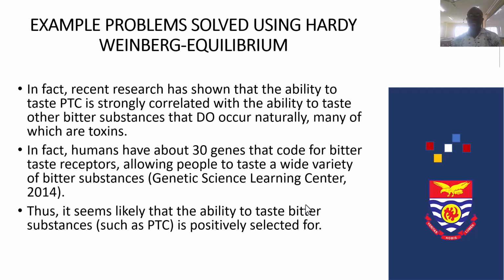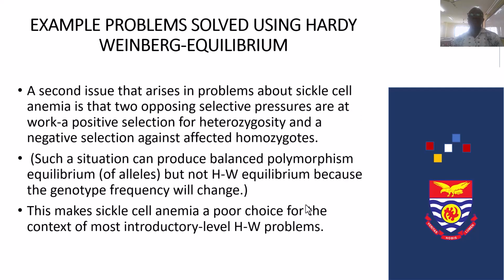Thus, it seems likely that the ability to taste bitter substances such as PTC is positively selected for. A second issue that arises in problems about sickle cell anemia is that two opposing selective pressures are at work: a positive selection for heterozygosity and a negative selection against affected homozygotes. Such a situation can produce balanced polymorphism, an equilibrium of alleles, but not HW equilibrium, because the genotype frequency will change. This makes sickle cell anemia a poor choice for the context of most introductory level HW problems.